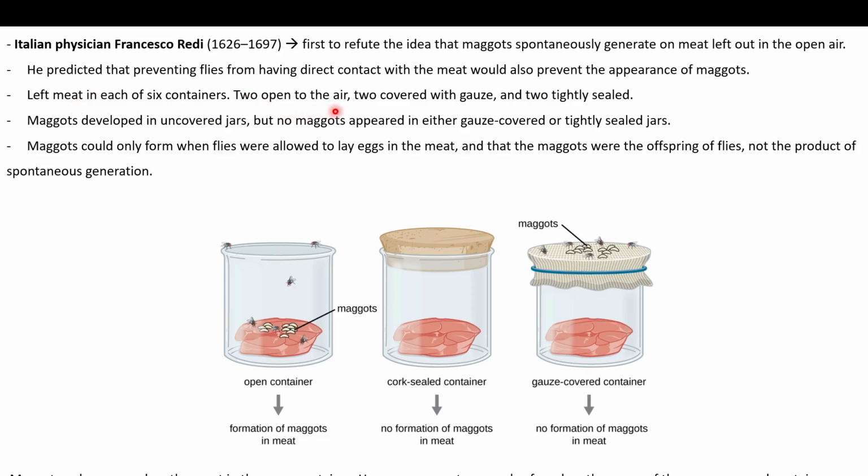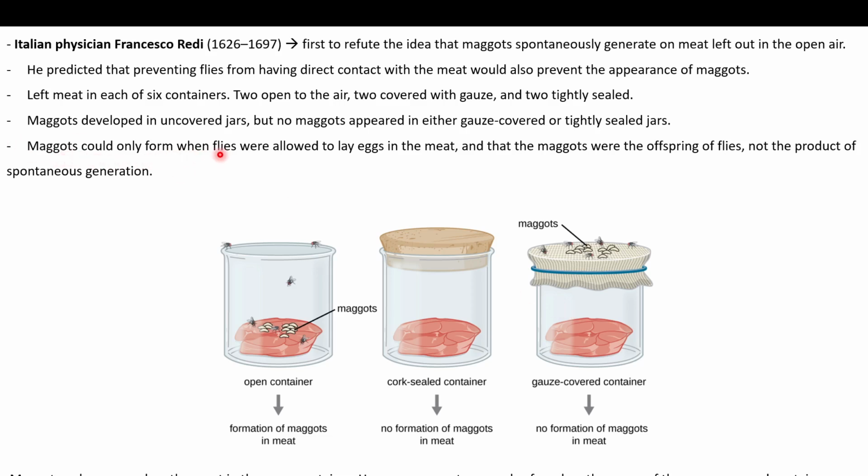Two were open to air, two were covered with gauze, and two were tightly sealed with cork. Maggots developed in the uncovered jars, as seen here, the open container showing formation of maggots in meat, but no maggots appeared in either the gauze covered or tightly sealed jars.